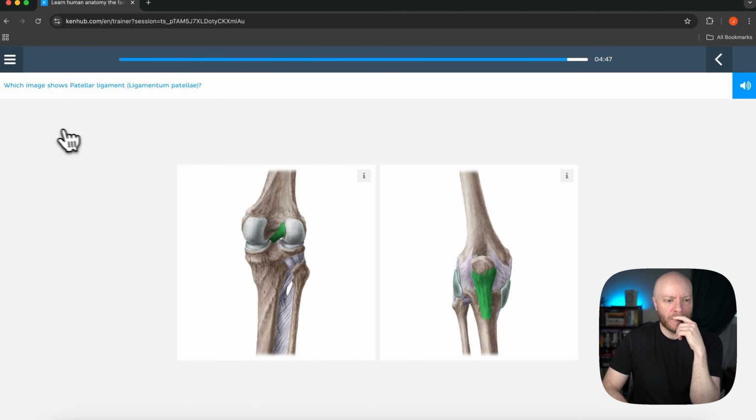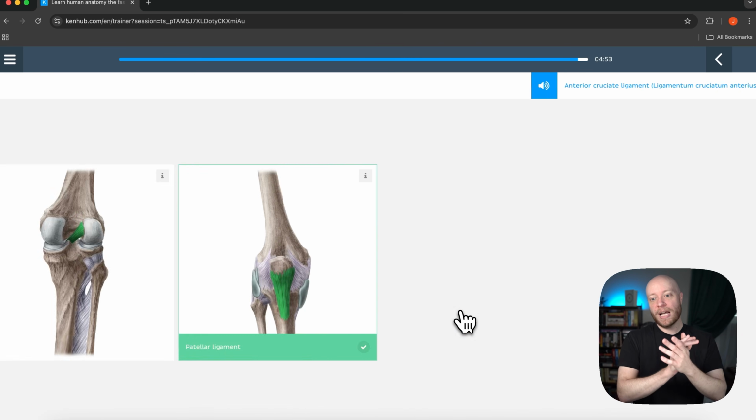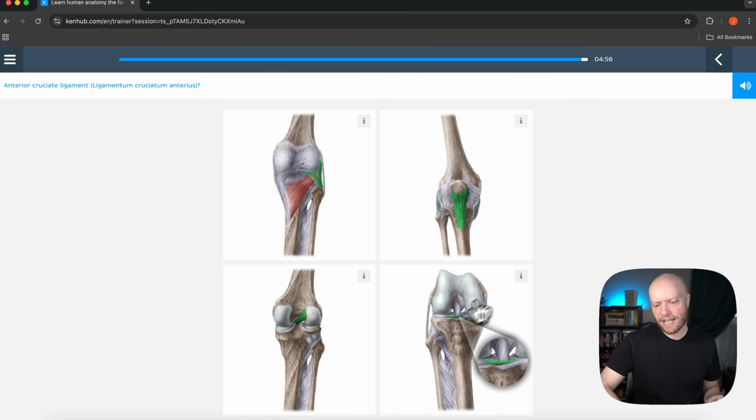All right. Got only like 2 more questions. Which image shows the patellar ligament? Patellar ligament. Aha, it shows that one. Boom, it's going to be this one. And here's our last question, because I took way too long talking, getting excited about the MRI view.